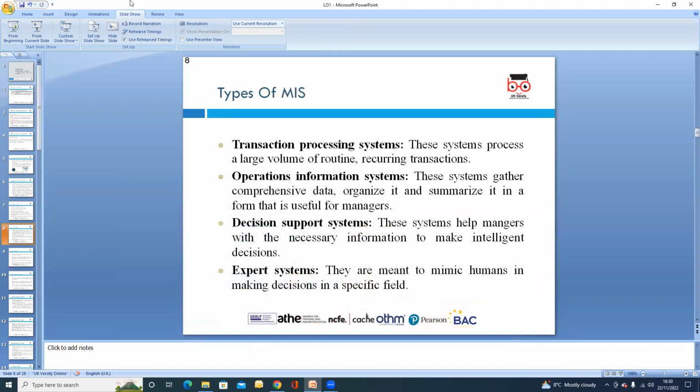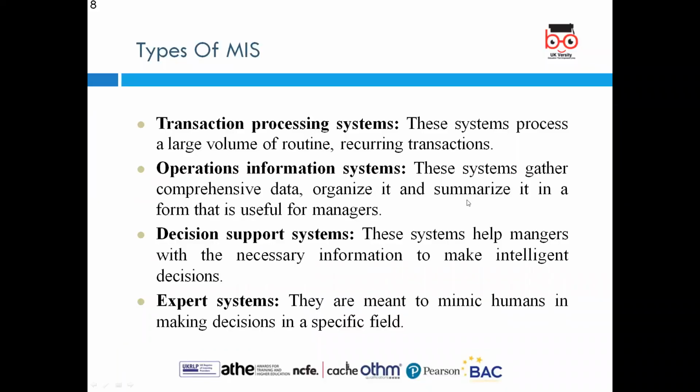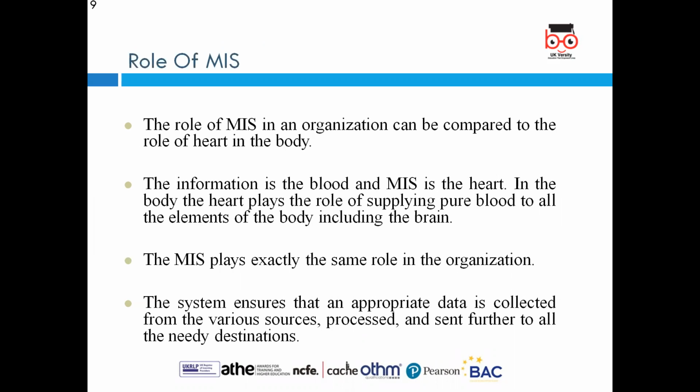Okay, so coming back to our presentation, we now understand how important managing information systems is within the organization. So there are types of MIS, which could be useful for transaction processing system, operation information system, decision support system, expert system. So we also looked into what is the role. Delivering the information to the right person at the right time is an effective way of handling all this information and processing it.